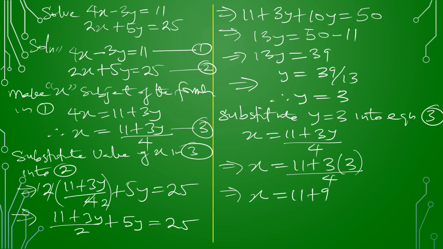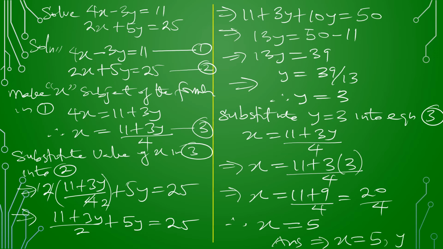11 plus 9 divided by 4. 11 plus 9 is 20, divided by 4. Therefore, our x is equal to 5. Now, this simply means our answers are x is equal to 5 and y is equal to 3. As easy as ABCD. Let's go to the next question.